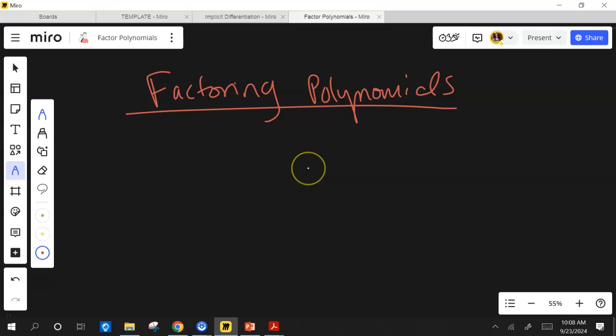If that's true, then this is how it factors. Square roots.